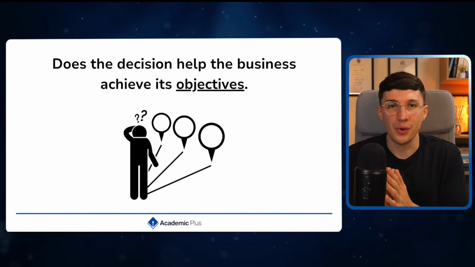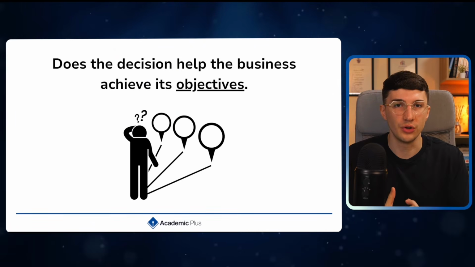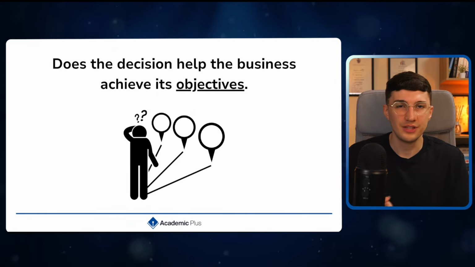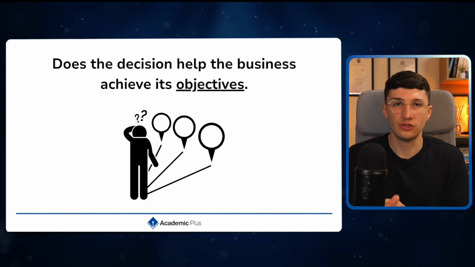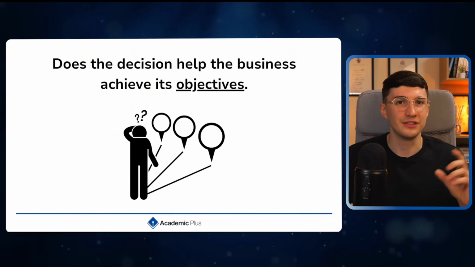Is the decision going to help us meet the overall objective, whether that's corporate or the functional? And when we are setting these objectives, remember we use the acronym SMART: specific, measurable, achievable, relevant, and time bound. So it's going to be quite easy to understand whether that decision has been successful or not.